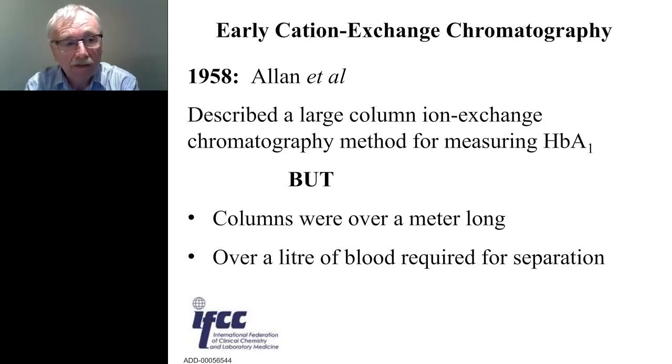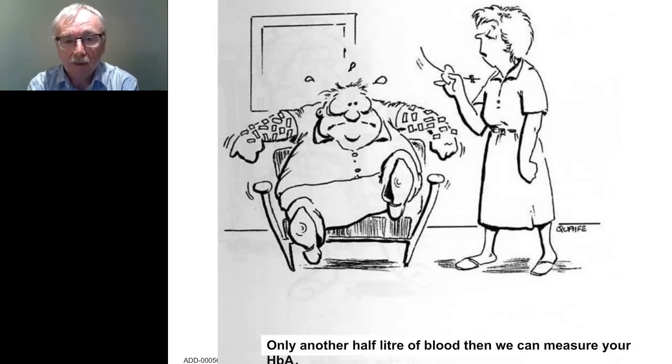What about methods for measuring hemoglobin A1c? Well, back in 1958, Allen et al. described a large column for separating off this newly found hemoglobin A1, but these columns were over a meter long and required 1 liter of blood to separate off enough hemoglobin A1. Well, for clinical work, that was never going to be an option. You can imagine a doctor saying, only another 0.5 liter of blood, then we can measure hemoglobin A1c.